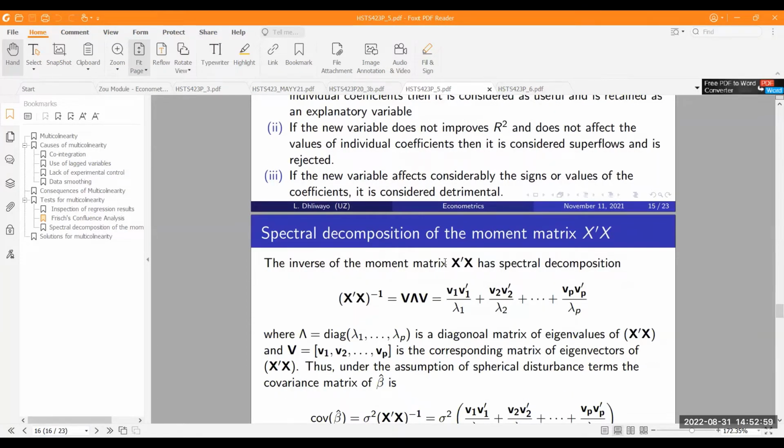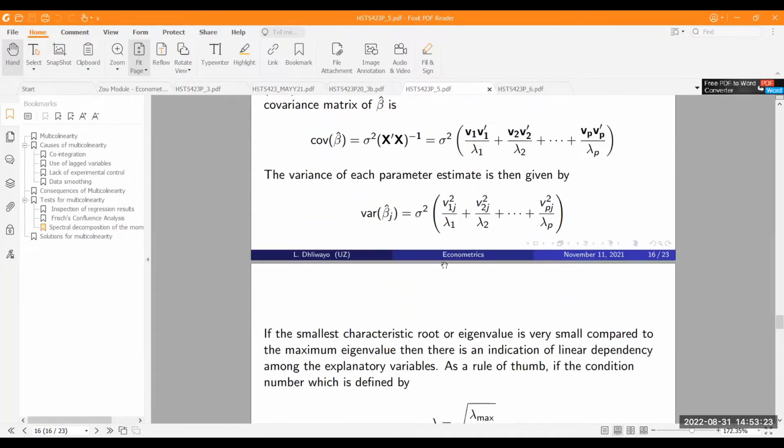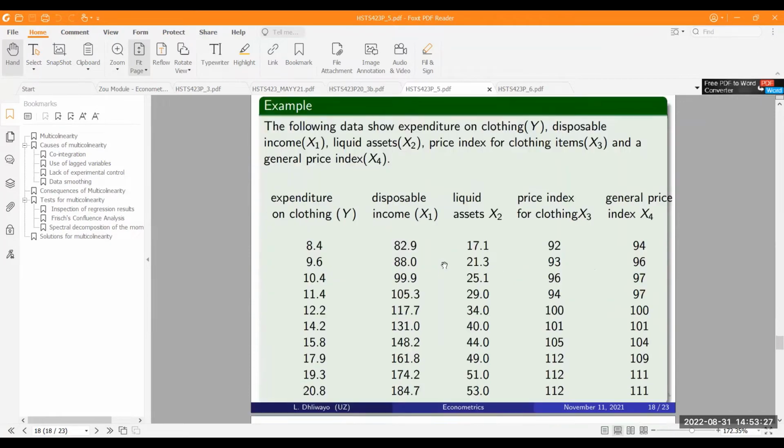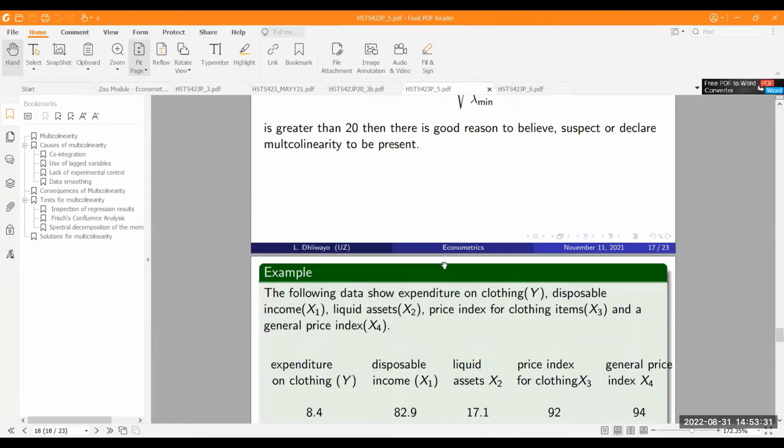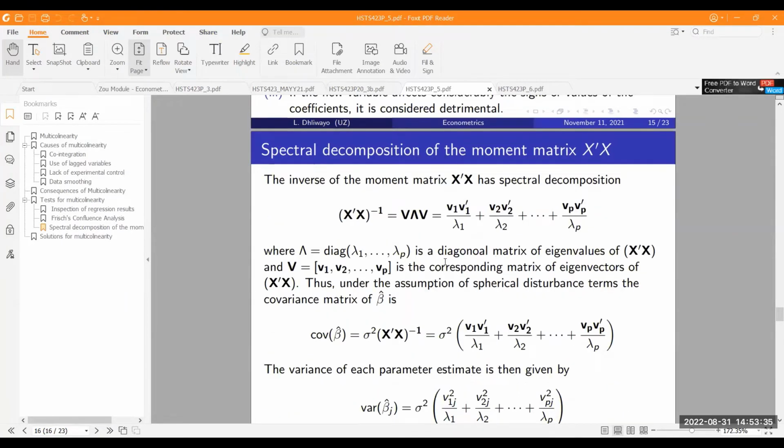Now, another method to detect multicollinearity. It's called spectral decomposition of the moment matrix X transpose X. That's another method. We have done Frisch confluence analysis, now spectral decomposition. I'm just wondering, should I go into detail on this? I'll just say, know that there is something called spectral decomposition of the moment matrix. I can go into detail and explain everything, but I don't think for now it's necessary.